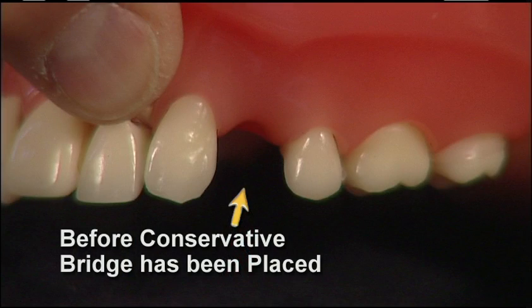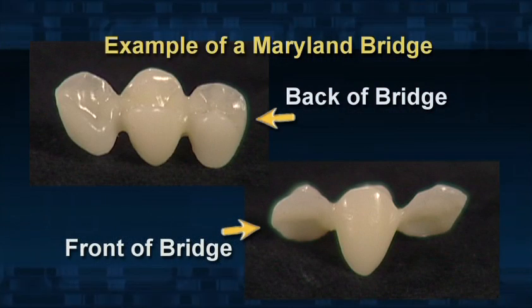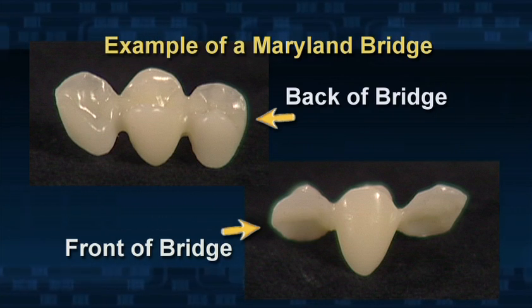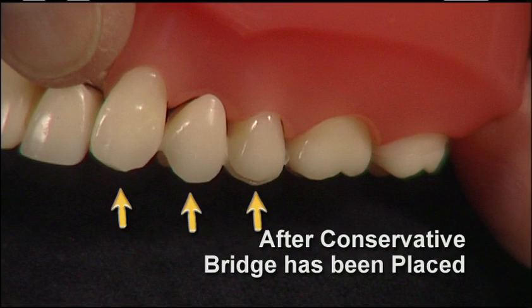Occasionally, there is a desire or a need to place a bridge that does not require significant preparing of the teeth next to the missing tooth. Such bridges are called various names, including Maryland bridges or resin-bonded bridges. These bridges may be made of ceramic, resin, or porcelain-fused to metal. Only a few situations will allow their placement. Ask your dentist if this type of bridge would serve you.